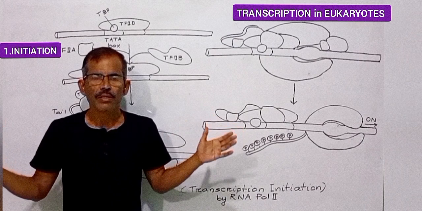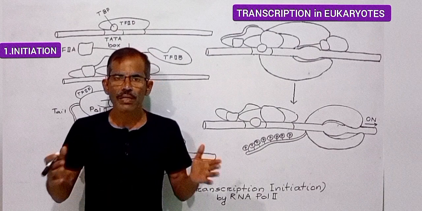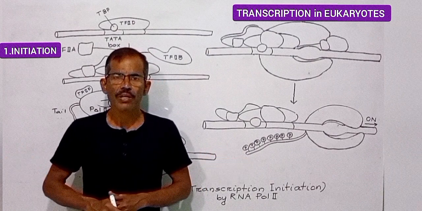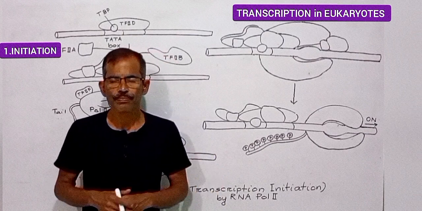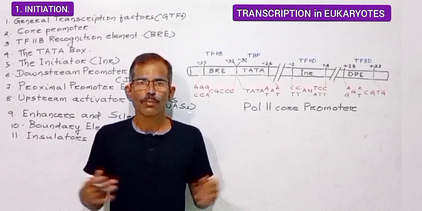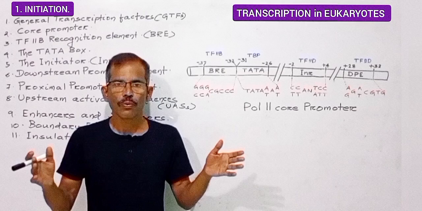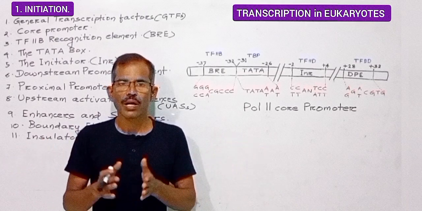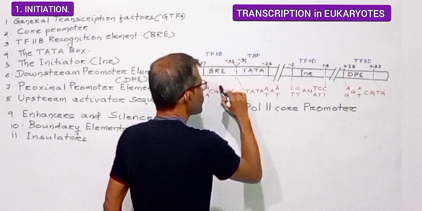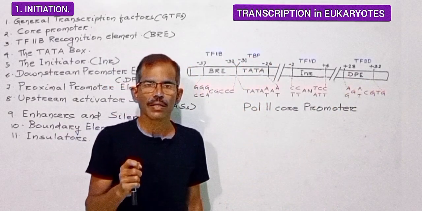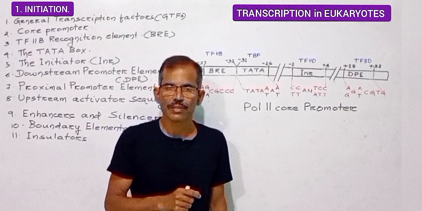As already mentioned, initiation is the first stage of transcription. It begins with the binding of general transcription factors along with RNA polymerase to a promoter. The eukaryotic core promoter refers to a minimal set of sequence elements that are required for accurate initiation of transcription. A core promoter is typically about 40 nucleotides long, extending either upstream or downstream of the transcription start site.